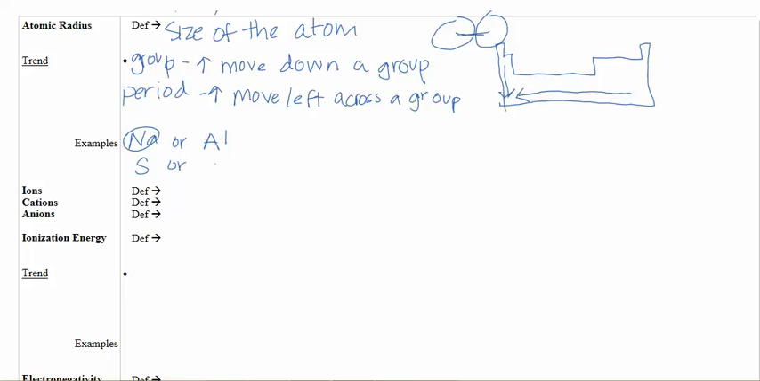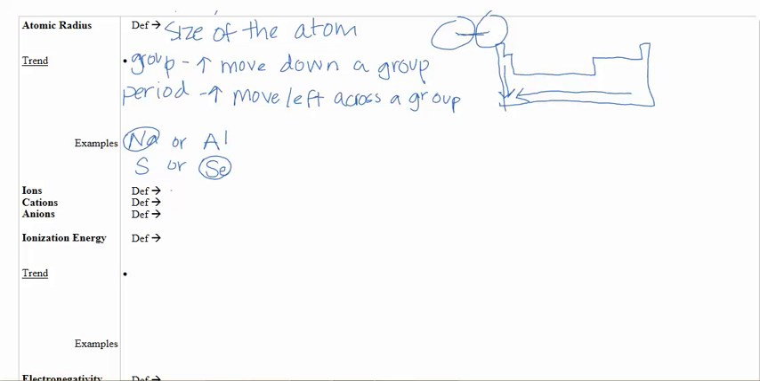Let's try one more. Sulfur and selenium. Which one is larger? If you picked selenium, you are correct. The group trend is that atomic radius increases as you move down a group, and selenium is further down than sulfur, so it would be the larger atom. That is atomic radius. We're going to move on to the next trend, which is ionization energy.